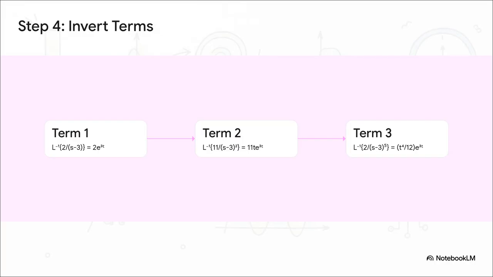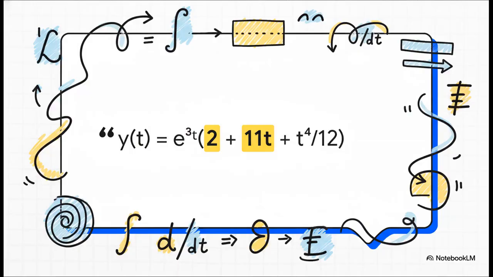And here we go. This is the final step on this side. We just take each of those simple pieces and invert them one by one. And look, every single term has that -3 shift in it, right? So we know our final answer is going to have an e to the -3t attached to every term. It's that predictable. And after all that, there it is, the clean, beautiful solution to what looked like an impossible problem. All thanks to this amazing journey through the s domain.